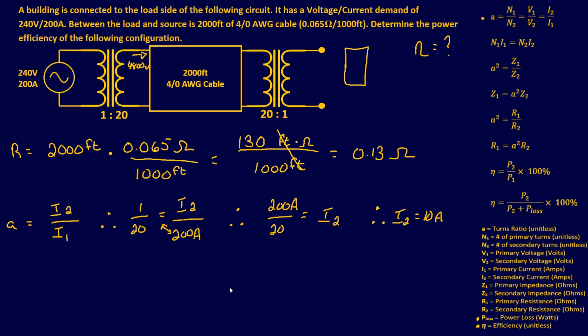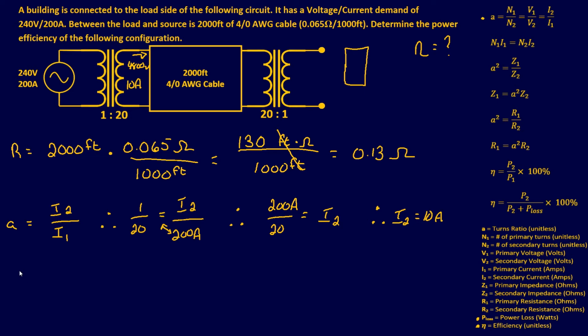Let me put my units right here, that way we know which one's which. So we have 10 amps on I2 now. Instead of 200 amps, we went to 10 amps. That's a great thing. Now we'll show you why. So current is 10 amps. Now let's determine our power loss going through this cable.